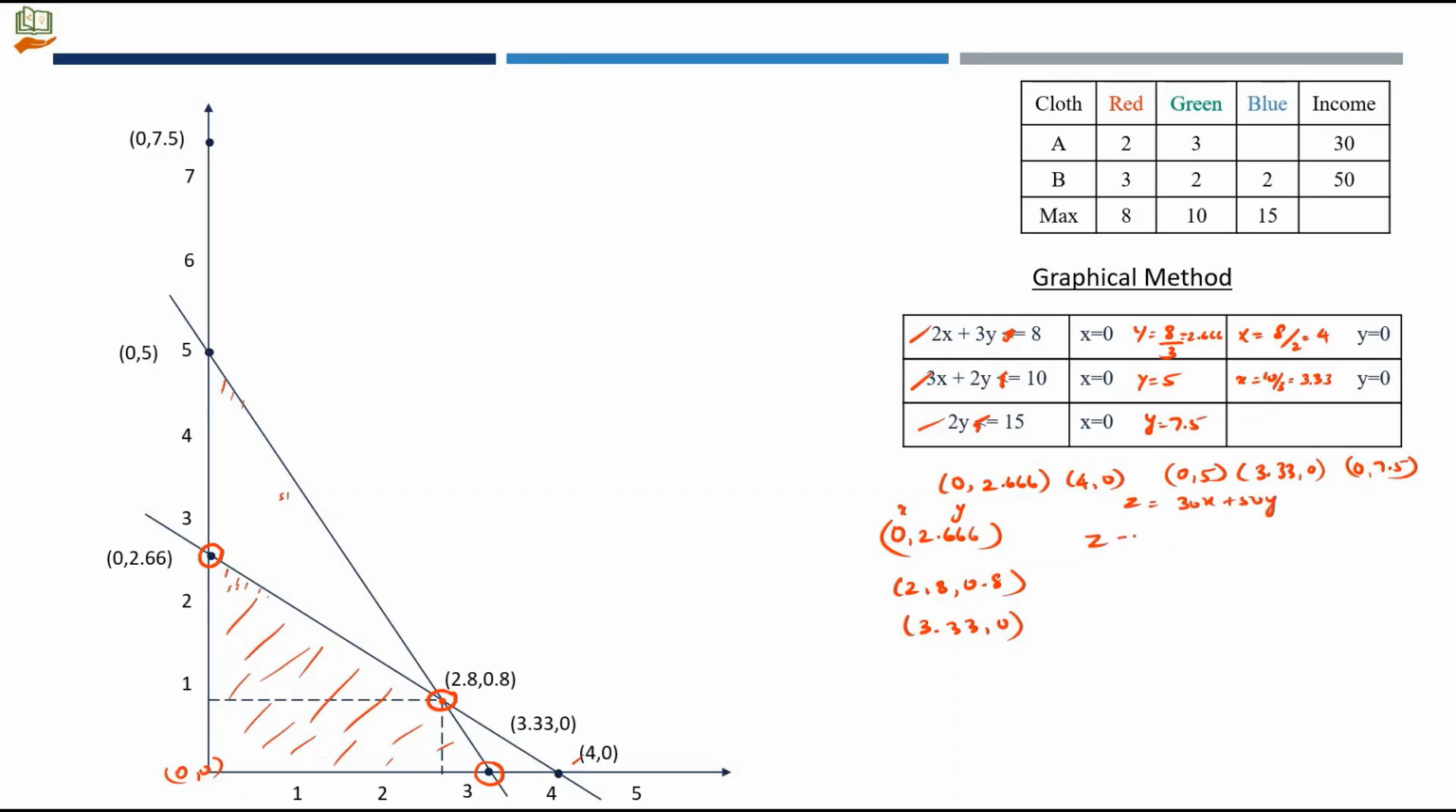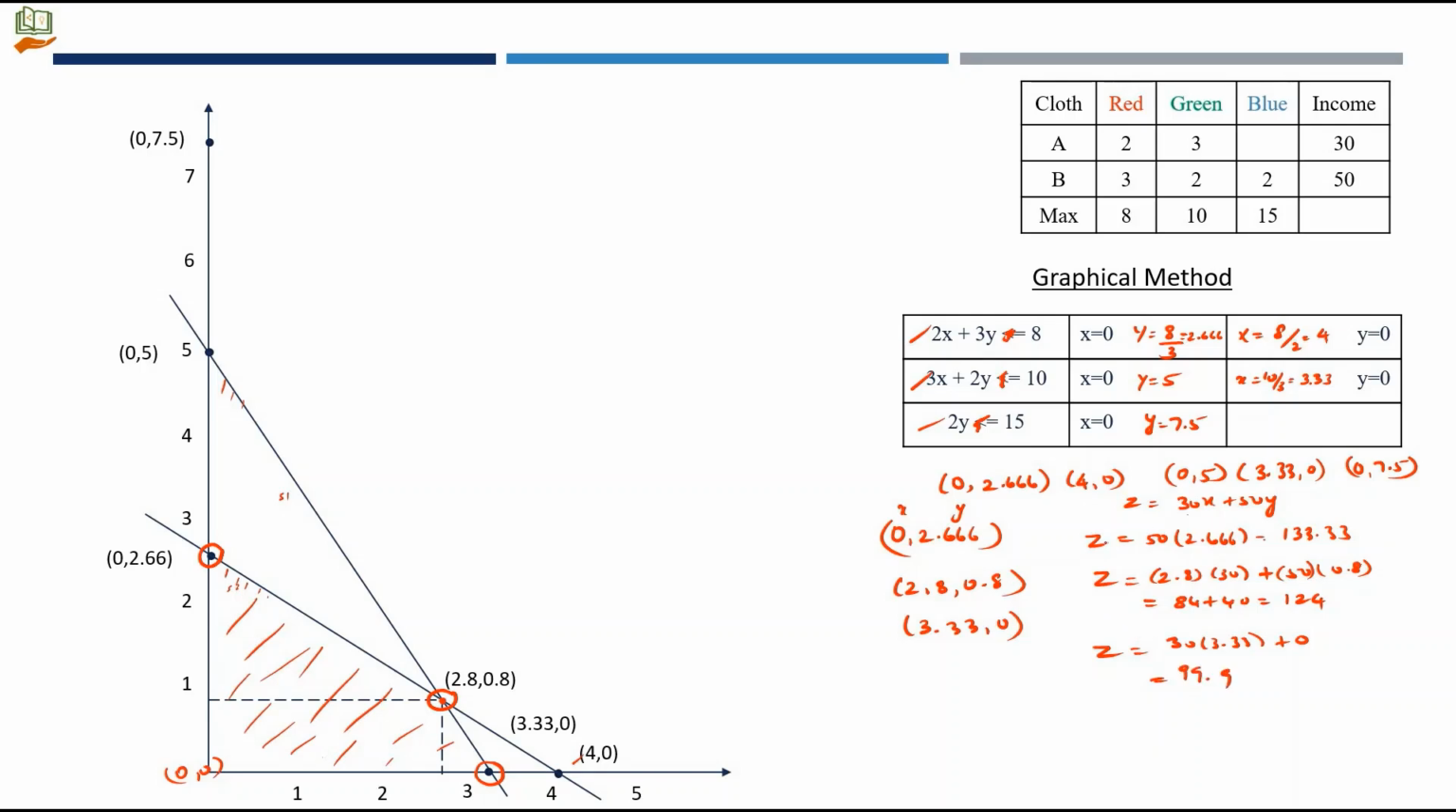What is z is equal to 50 into 2.666? We have 133.33. Then z is equal to 2.8 into 30 plus 50 into 0.8. So this is x into 30 and 50 into y. This will give a value of 84 plus 40, which is equal to 124. Then we have 30 into 3.33 plus 50 into 0. This is equal to 99.9. Now here comes an issue.